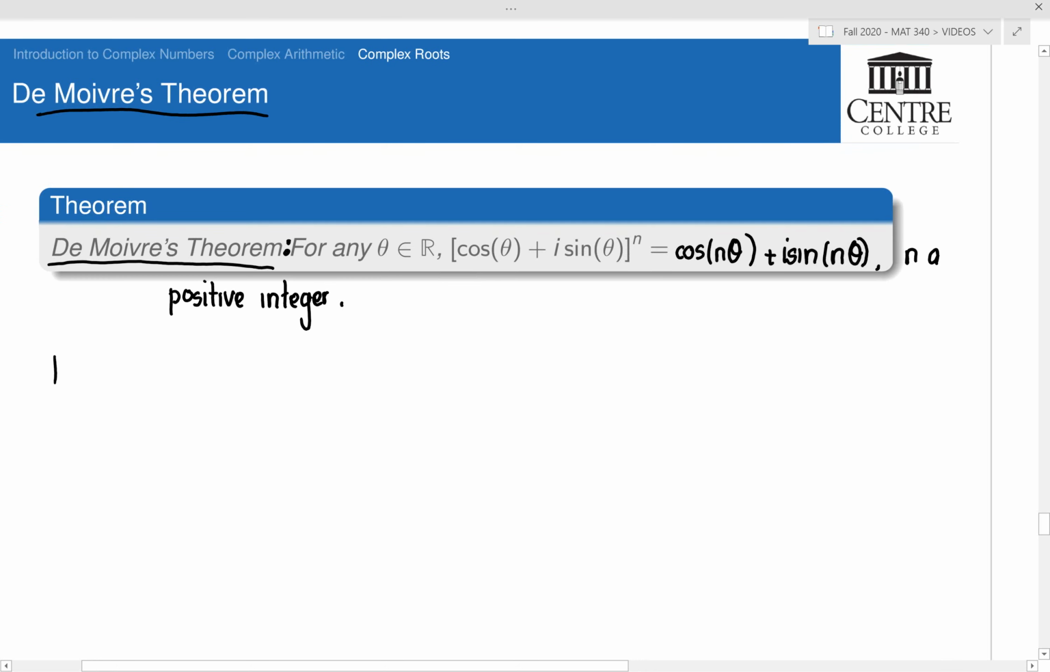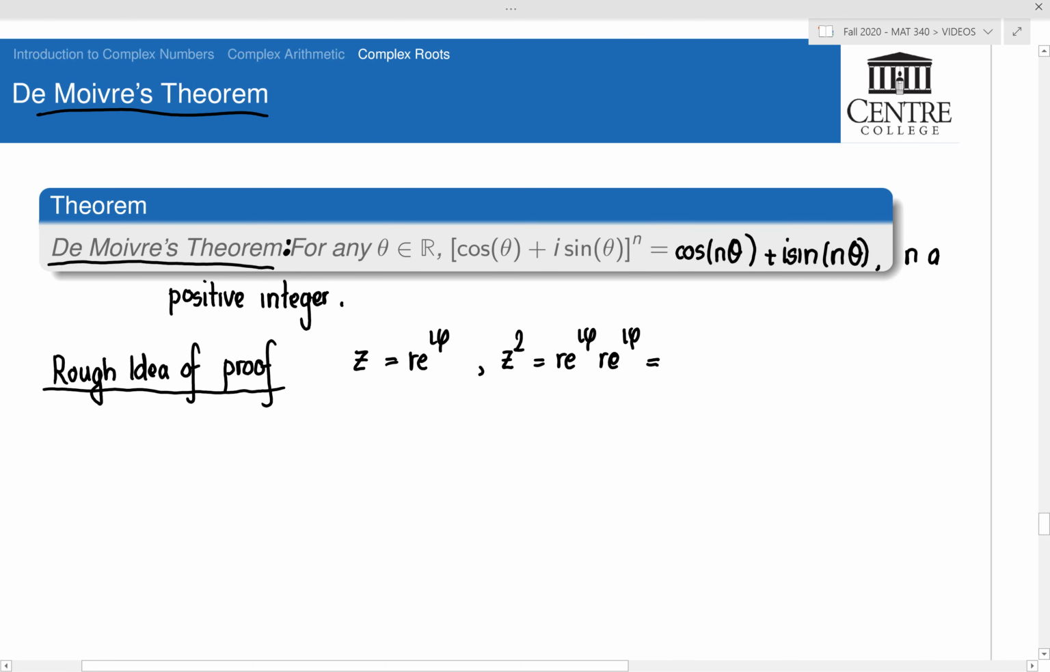And here's the rough idea of the proof. I know this video is already a little too long. Let's say z is equal to r e to the i phi. So z squared would be r e to the i phi times r e to the i phi, and we know how to multiply these. We multiply r times r, so it's r squared e to the i, and phi plus phi, which is going to be 2 phi. If that's the idea, we can go ahead and show by induction that z to the n is going to be r to the n e to the i n phi.